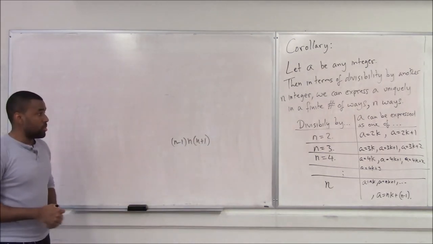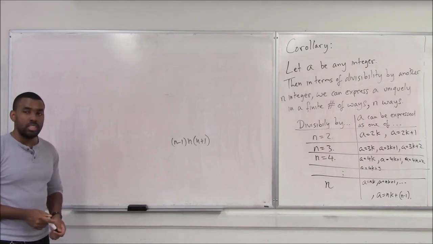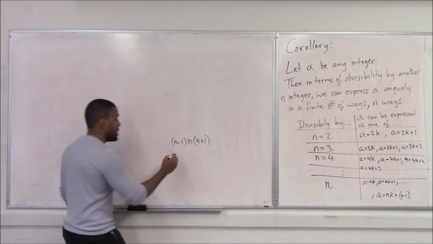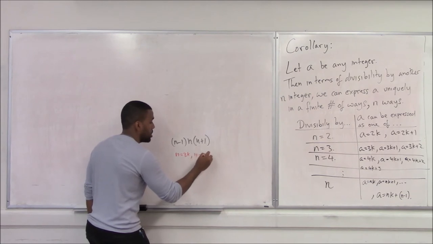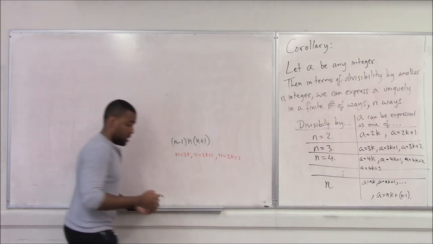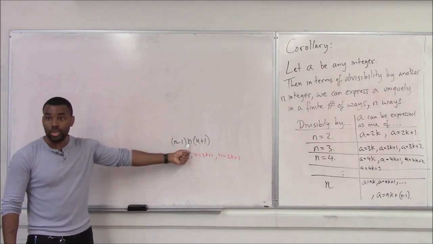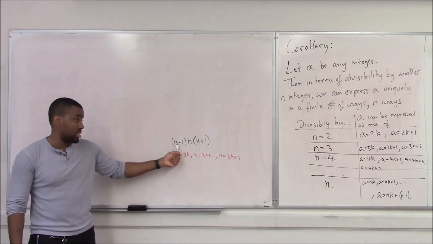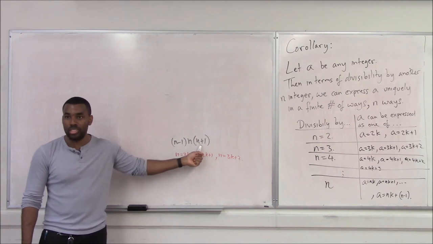Now, in terms of, say, divisible by 3, such an expression is guaranteed to be divisible by 3 because there are only 3 cases. I can replace n with 3k, n with 3k plus 1, or n with 3k plus 2, right? In each case, one of the factors is divisible by 3, so the whole thing is divisible by 3.